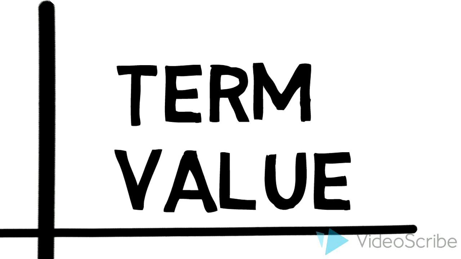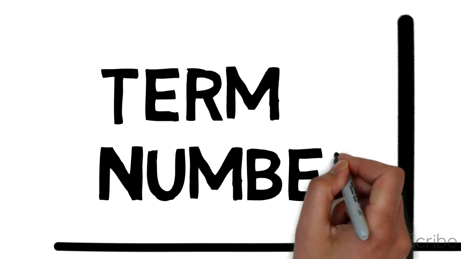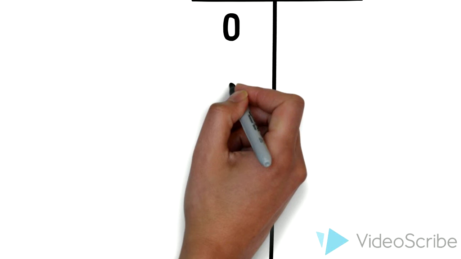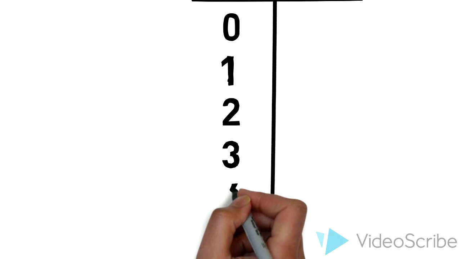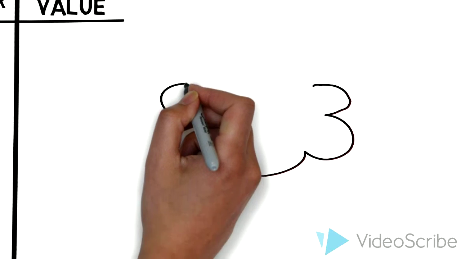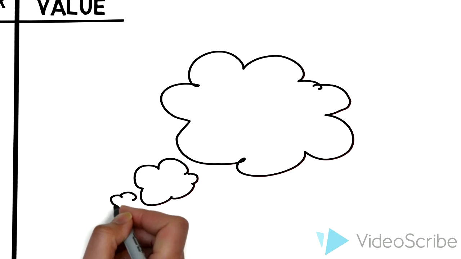To solve this problem, let's first make our trusty table of values. Our problem is asking us to explore the distance in 5 hours, so we'll fill our term number column up to 5. Now we know we're looking for the distance at the 5th hour, and we know that we're traveling at 80 kilometers per hour.